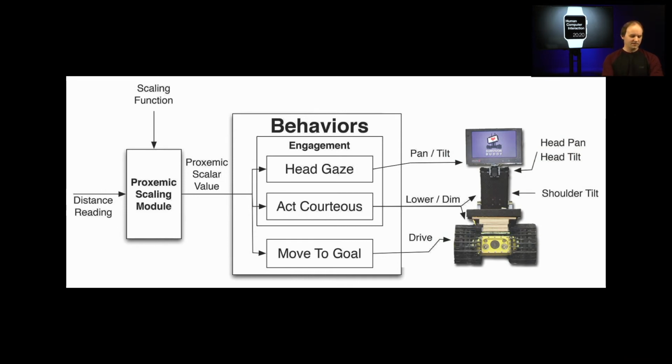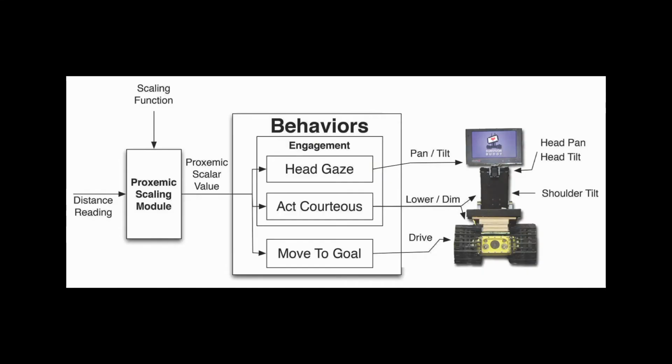So we can think about this in terms of the robot's behaviors. We're going to have what we call head gaze, which just means the robot looking at the person appropriately. We're going to have a behavior that we call act courteous, which is adapting as we move closer. And then move to goal, which is get close to the person. And we're developing this module that's going to use the distance of how far we are away from the person, and it's going to change all of the robot's behavior based on that. But we need to know how we should change it, right?